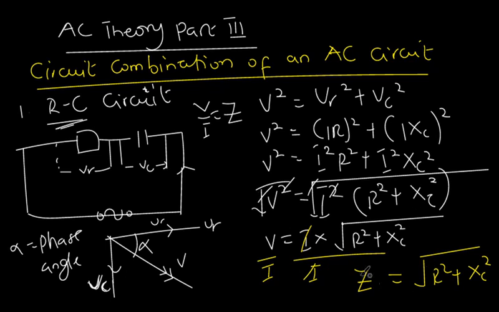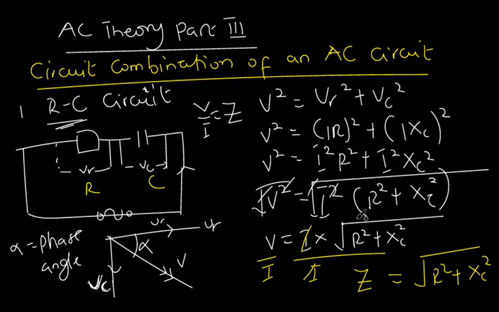So the formula that we'll be using in calculation, in case we have a resistor connected in series with the capacitor and we want to find the overall resistance of the circuit, which is the impedance, will be given to us by the square of the resistance plus the square of the capacitive reactance, and then we find the root of that, and that will give us the impedance.